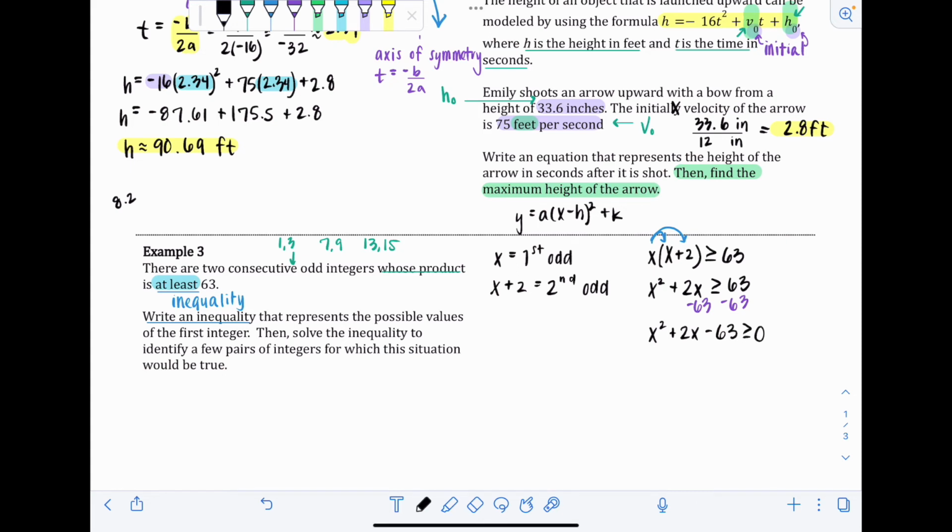I don't know if you'll see a problem where this happens, but just remember, with inequalities, if you have to multiply or divide by a negative, you have to flip the sign. It's probably something you learned a while ago.